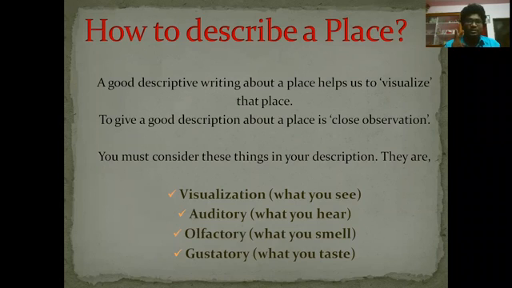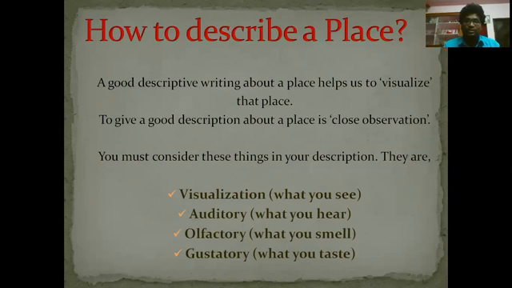See, remember, we discussed 2 points here. If you want to give a good description, you need visualization. And the second thing is a close observation. These are very important when you decide to describe your place. And finally, when you are going to describe your place, you have to take certain things into account. The first one, as we discussed earlier, is visualization.